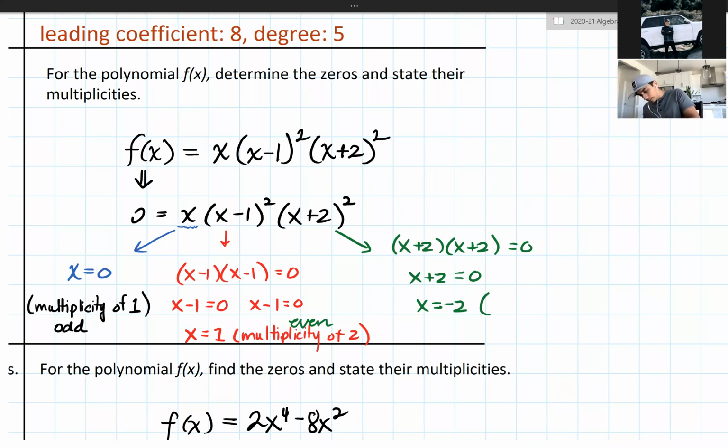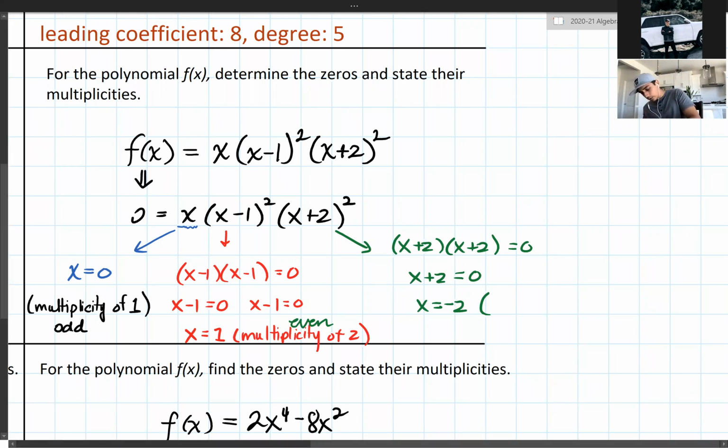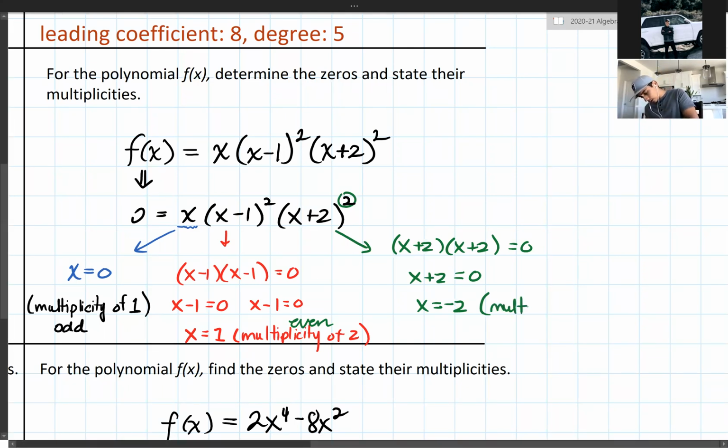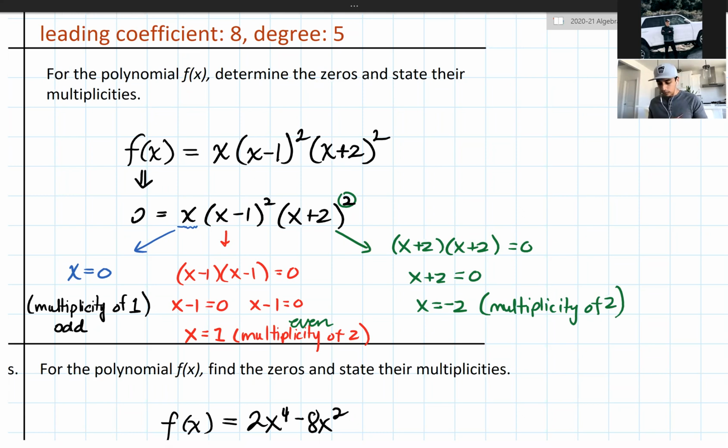There you go, right? Because this solution was going to show up twice. You can tell by the power, right? It's a power of 2, so the same term shows up twice, and a solution shows up twice. So this also ends up being a multiplicity of 2. Okay. And that's essentially all we're going to do for today. It's just find the solutions and then give the multiplicity of them. Okay.